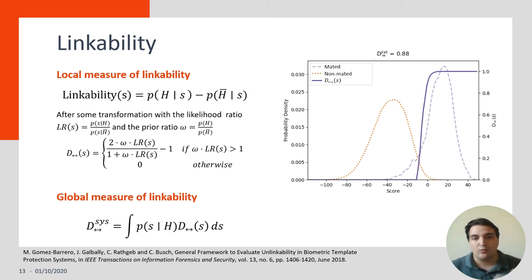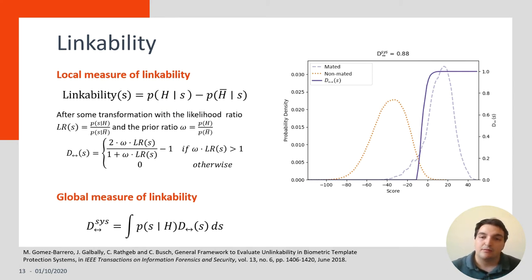In this measure, we actually want to look at the difference between the two distributions of mated and non-mated, considering that if they are overlapping totally, it means that there is unlinkability. We cannot link it. Starting from the local linkability for a given score, they defined it by focusing on the mated scores and using the LR and the prior ratio to construct this DCs, which is equivalent to linkability for the mated case. To go to the global measure of linkability, we integrate over all mated scores.